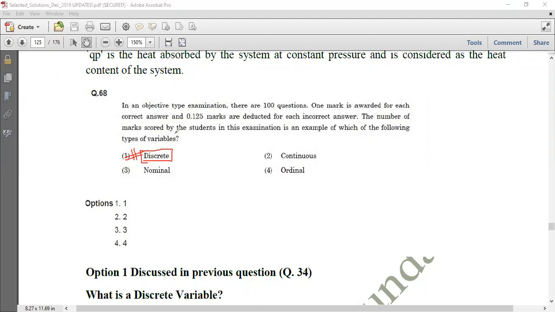Is it clear to everyone? Anyone having any doubt? Any participant having any doubt in question number 68? Anyone having any doubt in this?